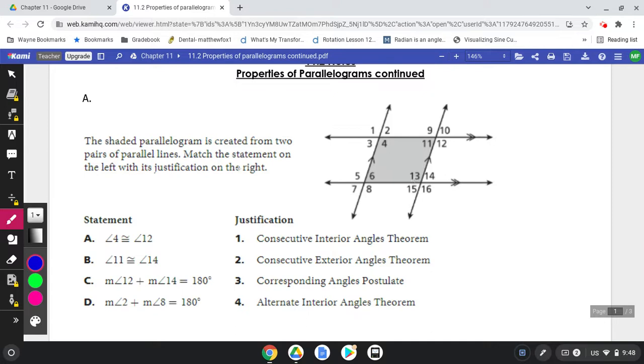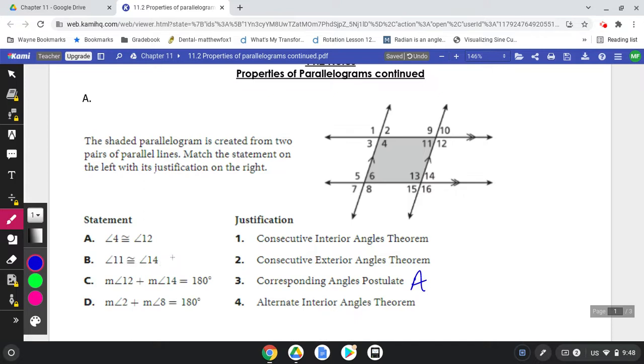Now, because of that, we can identify a few of these statements to be true. So 4 statements that we can identify to be true. And we're going to try to match them with which of these allows us to know that. So right here, angle 4 is congruent to angle 12. If we look here, angle 4 and angle 12. Now, compared to these two parallel lines cut by the transversal, both down to the right, those are going to be known as corresponding angles. Okay, so letter A here matches with number 3, corresponding angles.